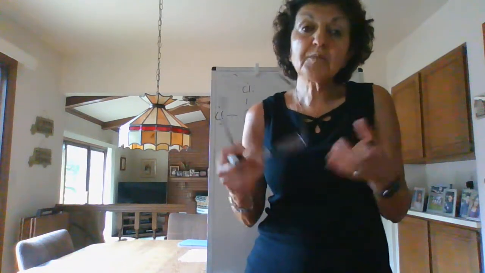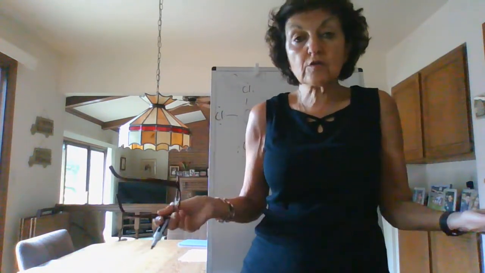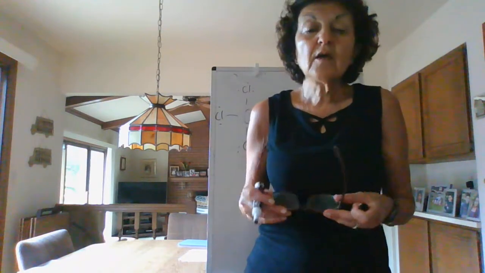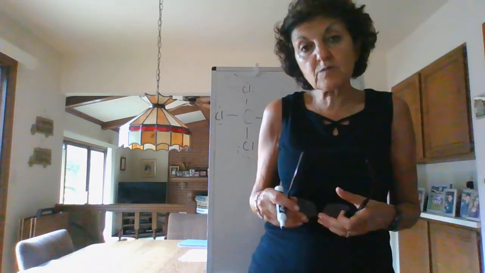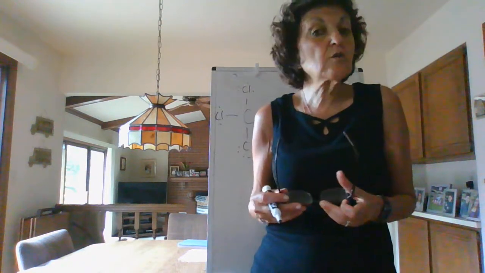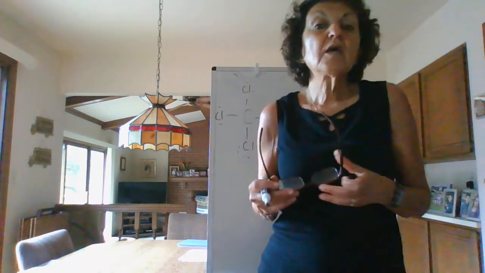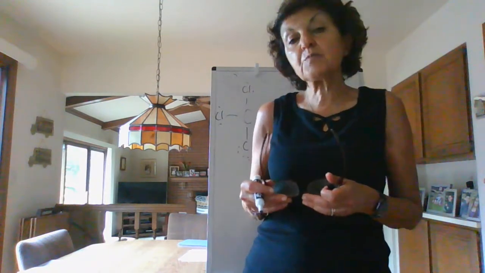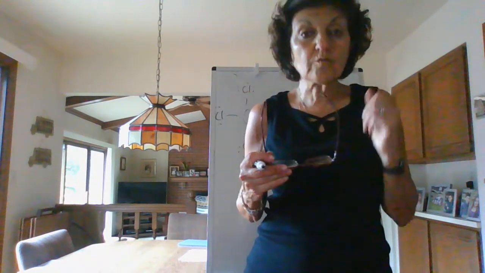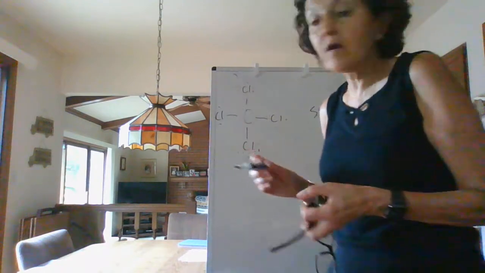If it's linear, it's sp. If it's trigonal planar, it's sp2. If it's tetrahedral, it's sp3. If it's trigonal bipyramidal, it's sp3d. If it's octahedral, it's sp3d2. Okay? Good. We are all set with chapter 10.